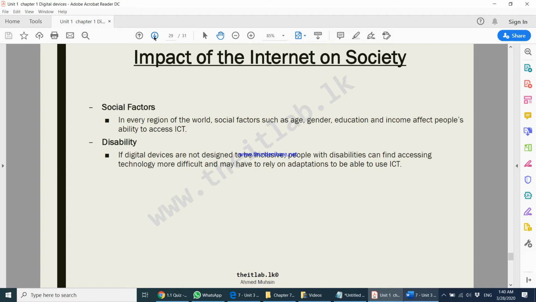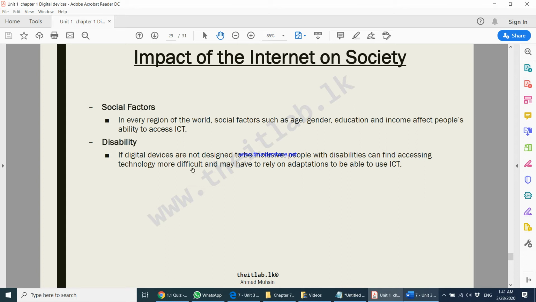Another factor that we can consider is social factors. Social factors such as age, gender, education and income affect people's ability to access ICT. So certain parts of the world they may say people only above the age of 18 are able to have digital devices, or in certain parts of the world, if they say, for example, males are given more preference to digital devices than females. Okay, so these are social factors.